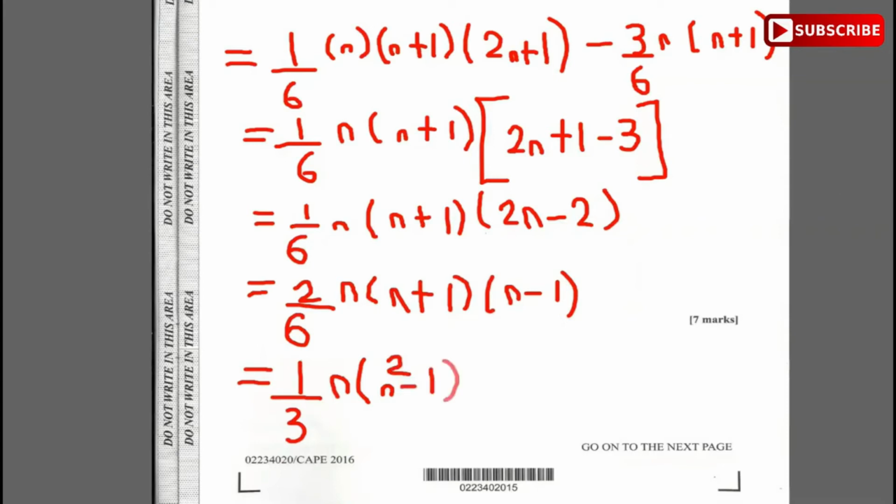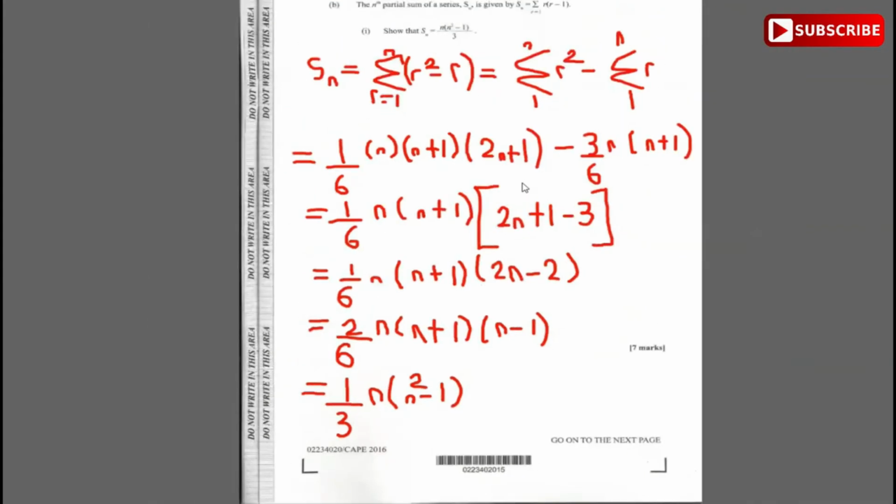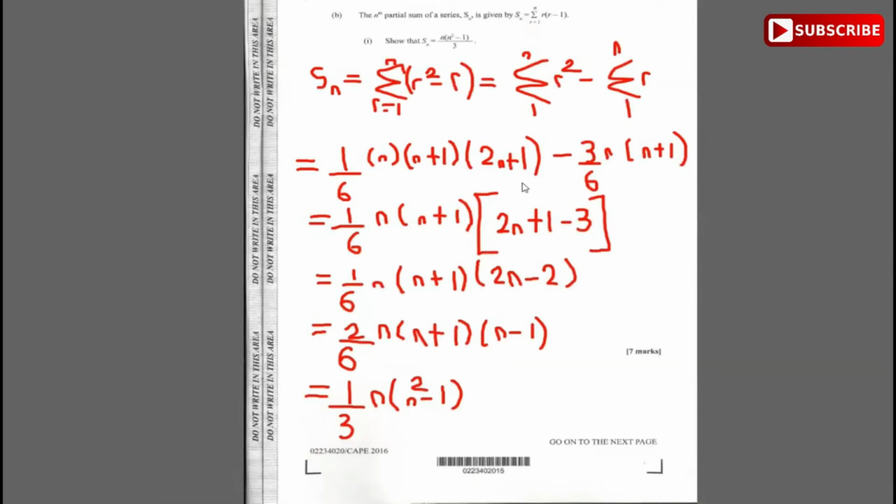Nice and easy, soft. And that takes care of this question. All right, nice and easy, soft. So that takes care of this question and we'll finish.